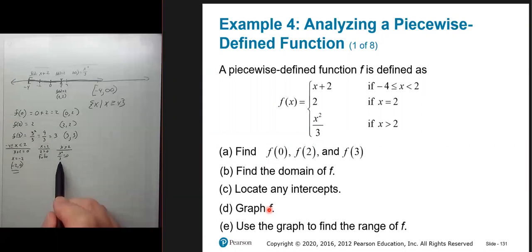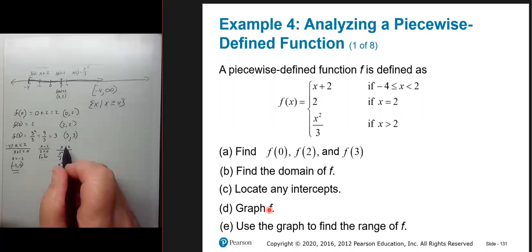This part of the domain, we get x squared equals 0, because multiplying both sides by 3, this just becomes 1x squared, and this 0 stays 0, and the square root of 0 is 0, so x equals 0. But 0 is not greater than 2, so this does not give us an x-intercept, because 0 is not part of this domain.